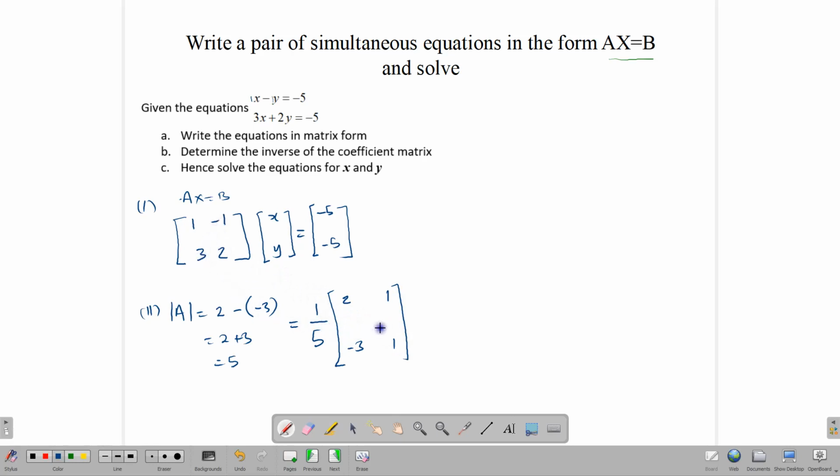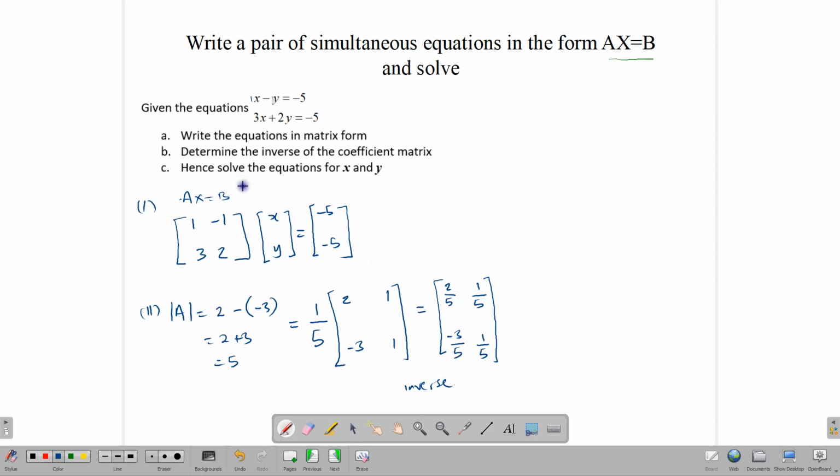And so this is our inverse matrix. We can put that number inside it to make it a bit easier to work with, since we will have to work with it. So it becomes 2 over 5, 1 over 5, negative 3 over 5, and 1 over 5 again. So this is our inverse.